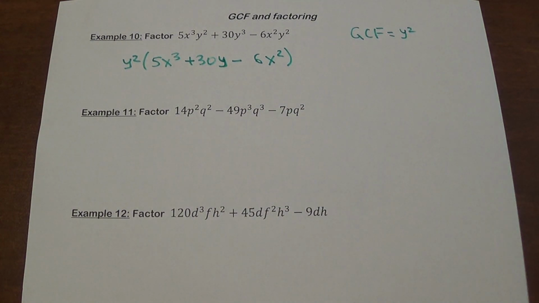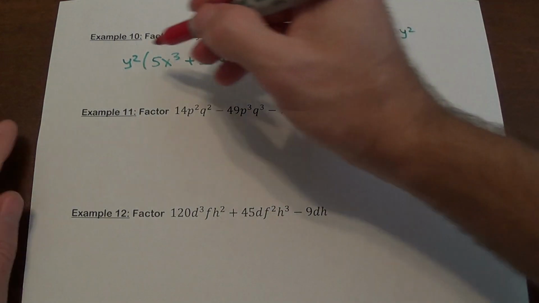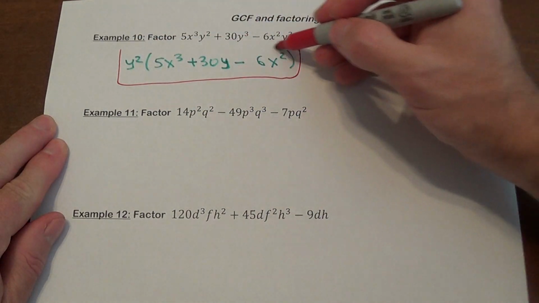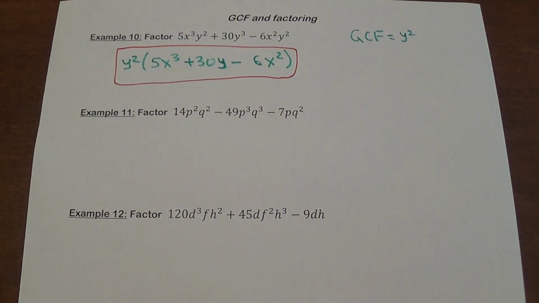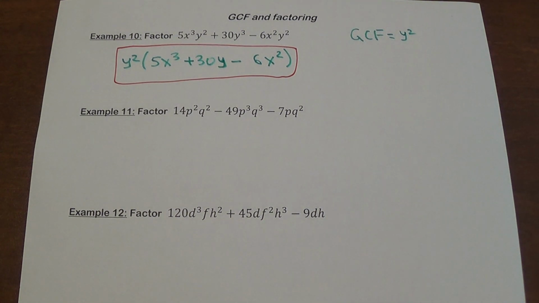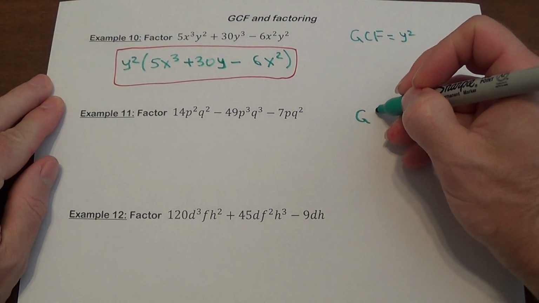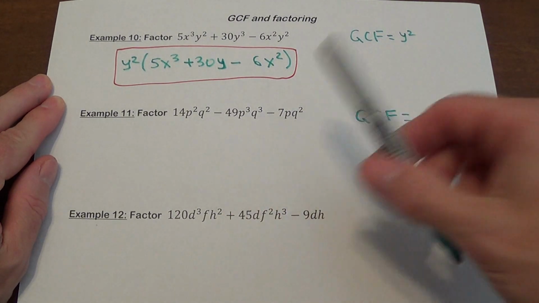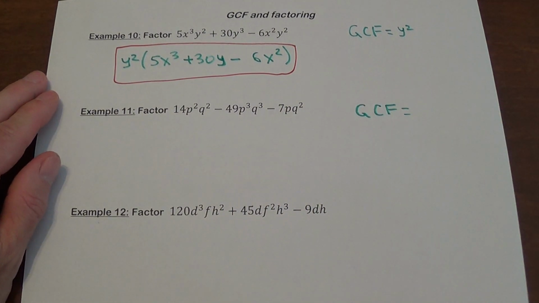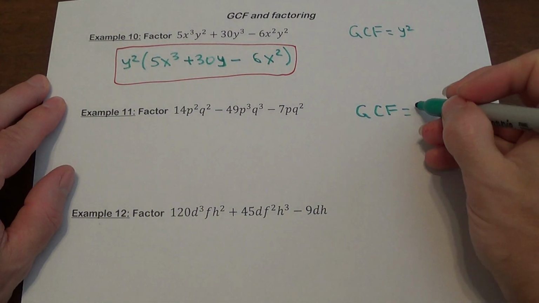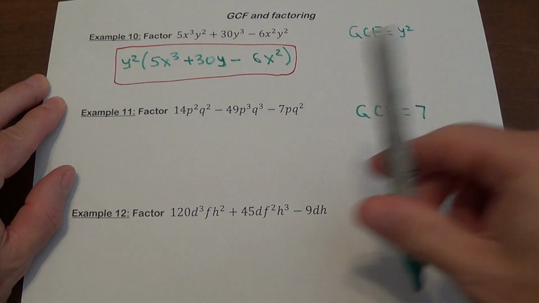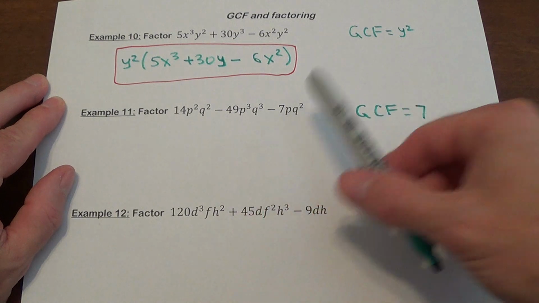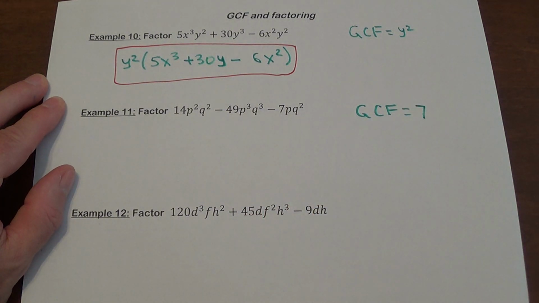Okay. Next problem, let's see what we have here that's common. Our greatest common factor, let's start with numbers again. Greatest common factor, 14, 49, and 7. The greatest number that's going to divide all three will be 7. Because 14 is divisible by 7, 49 is divisible by 7, and 7 obviously is equal to 7.